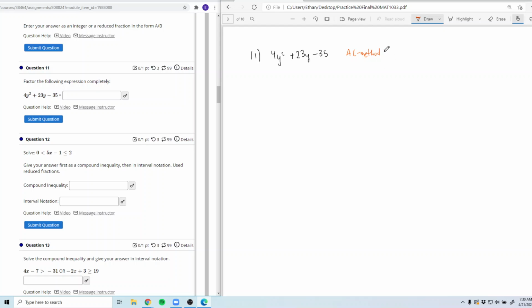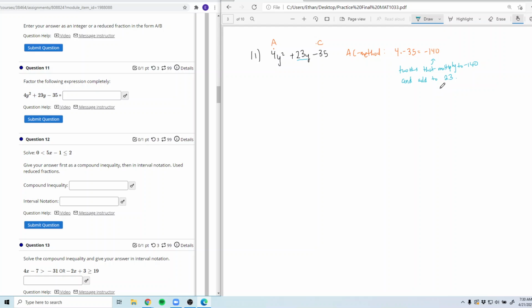The AC method pretty much starts off by saying, I want to multiply A, which is 4, times C, which is negative 35. And don't forget the negative there. And that is negative 140. Now, what do we want to do with that? We want two numbers that multiply to this. And I also want them to add to positive 23. Now, what two numbers are those?